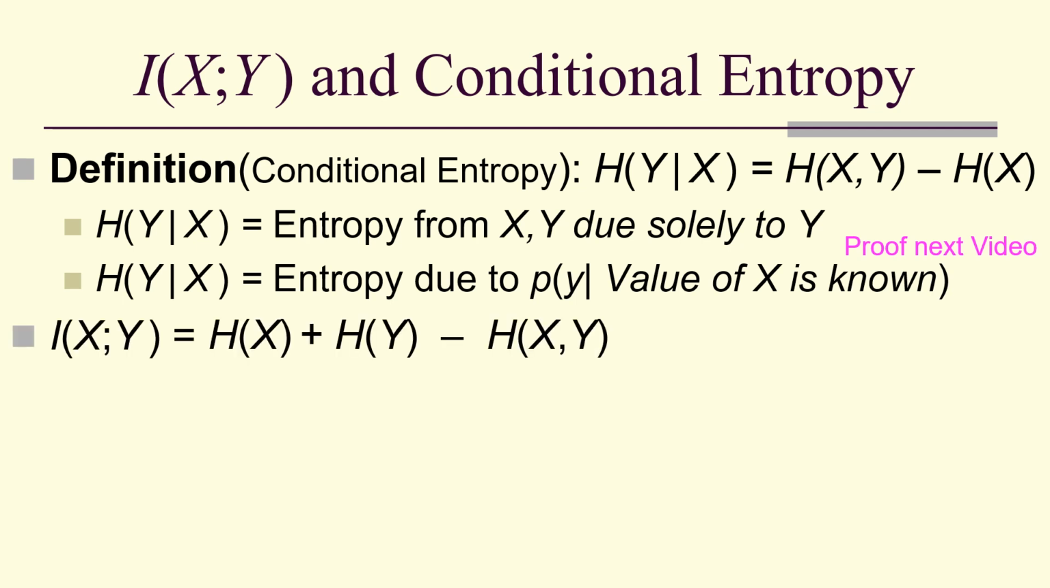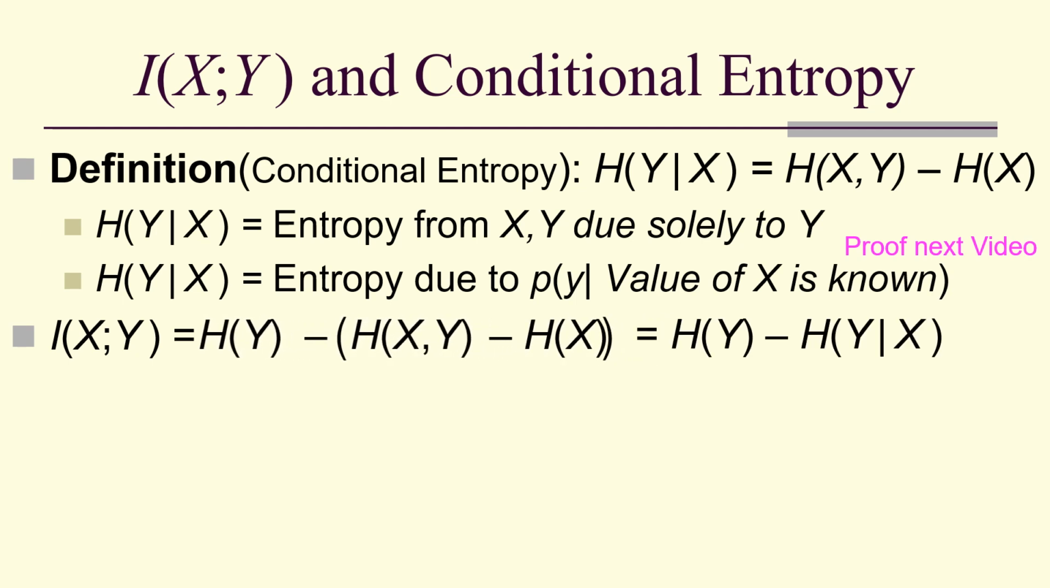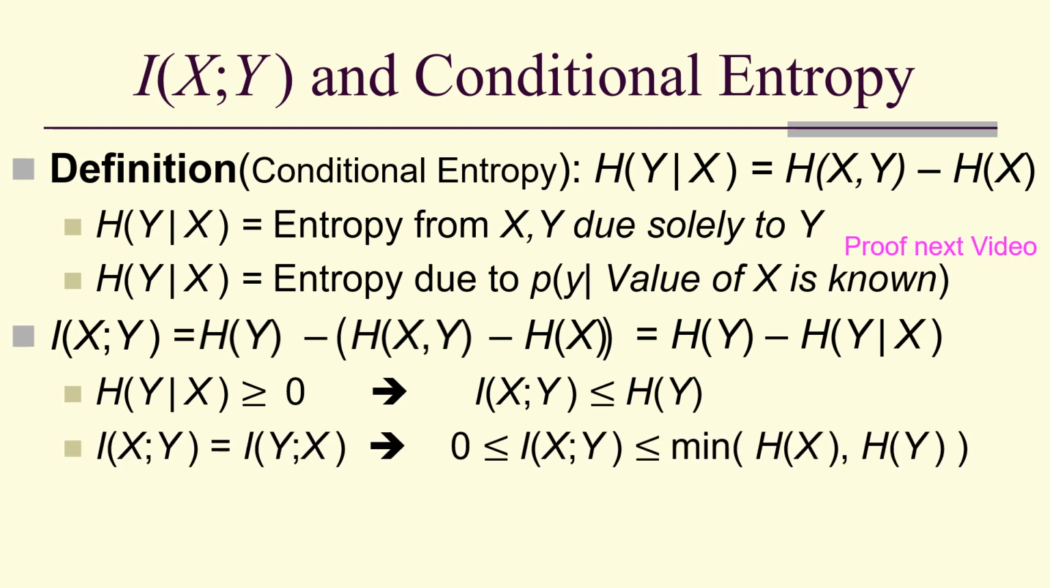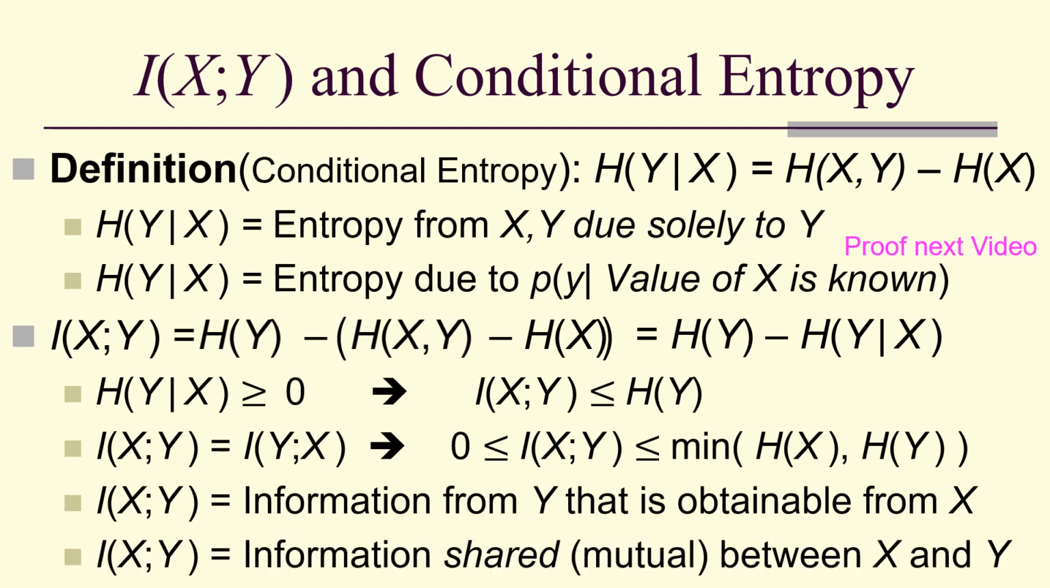So remember, mutual information is total entropy minus joint entropy. We can rearrange that, and we get that it's H of y minus the conditional entropy of y given x. Now, the fact that the entropy is non-negative means that the mutual information is less than the entropy of y, and the mutual information is symmetric, so therefore mutual information is always between 0 and the smaller of the entropies of x and y respectively. So mutual information is the information from y that's obtainable from x, or in other words, the information mutual between x and y.